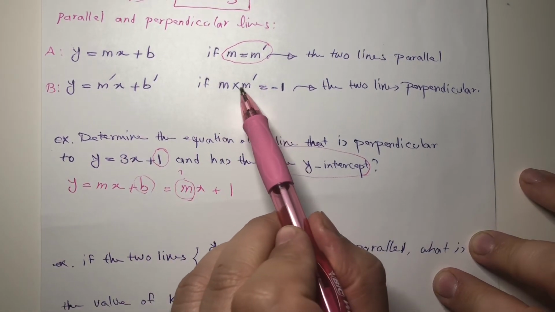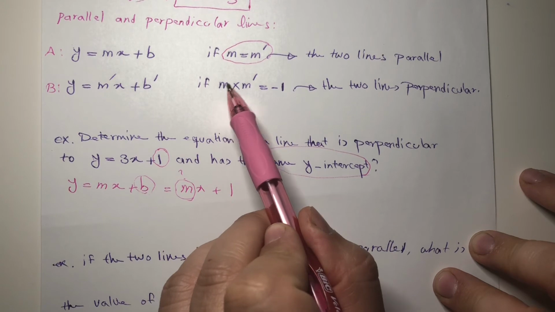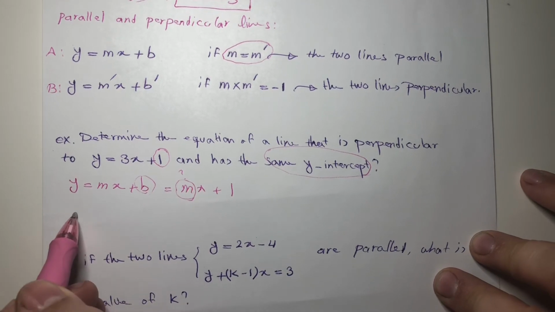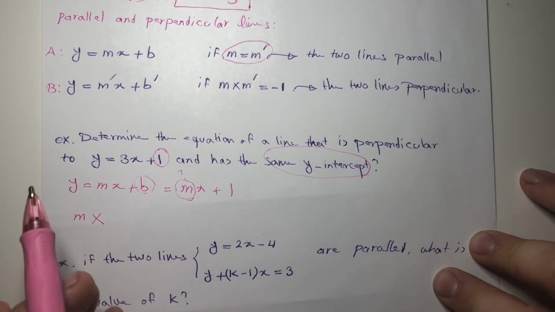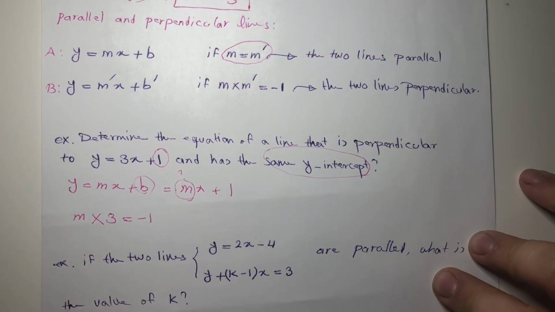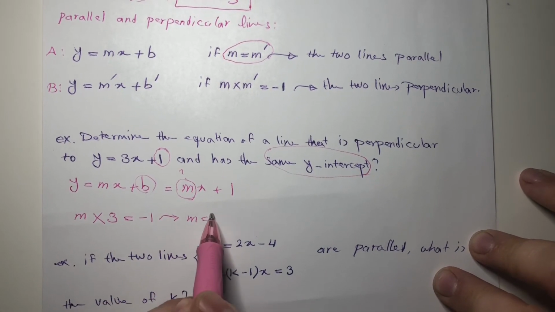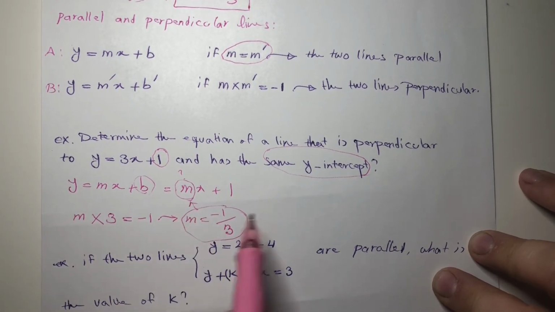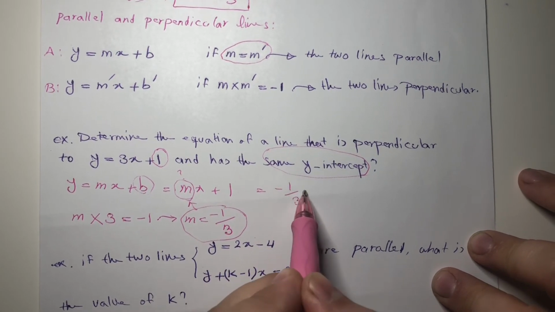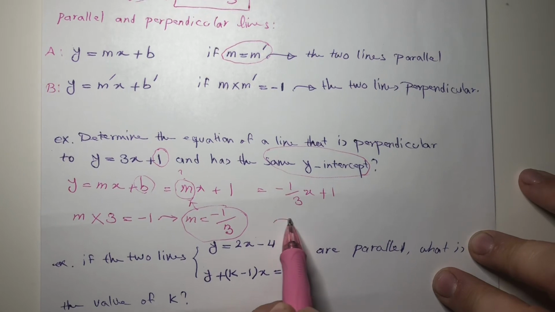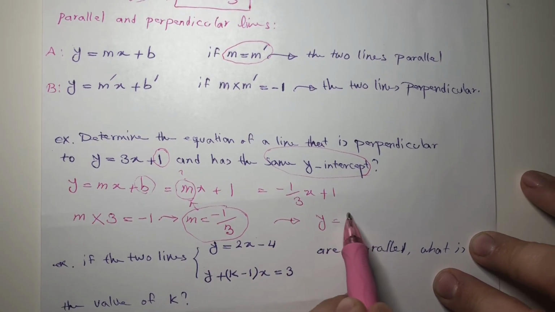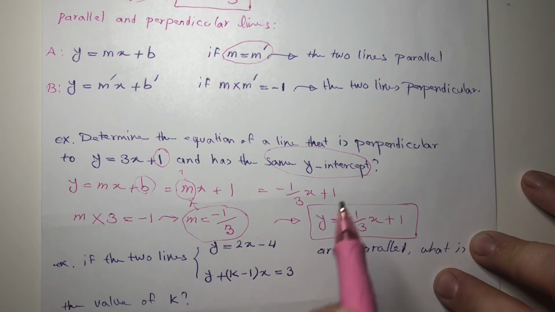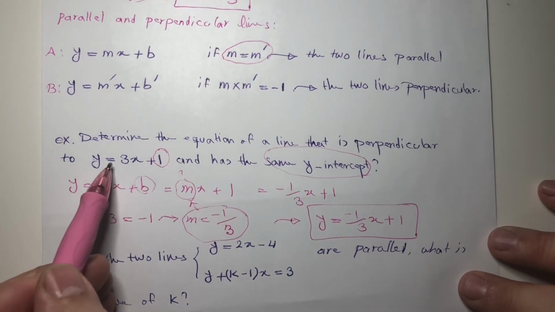It says that this line should be perpendicular to this line. From the information that I gave you here, if two lines are perpendicular, when you multiply their slopes, the result should be minus 1. So I multiplied the slope of this line, m, by the slope of this line, 3. It should be minus 1. From this you can see that m equals minus 1 over 3. So I replace it in this equation, it will be minus 1 over 3x plus 1. So the equation of the line that has been requested is y equals minus 1 over 3x plus 1. In other words, this line is perpendicular to this line.